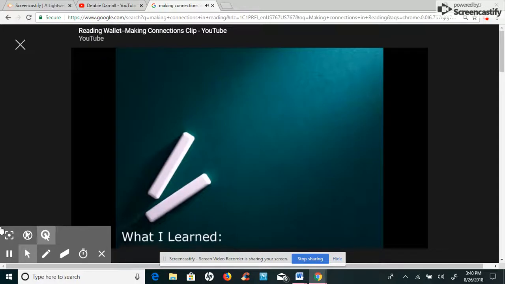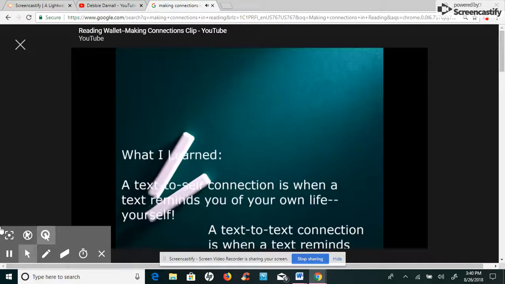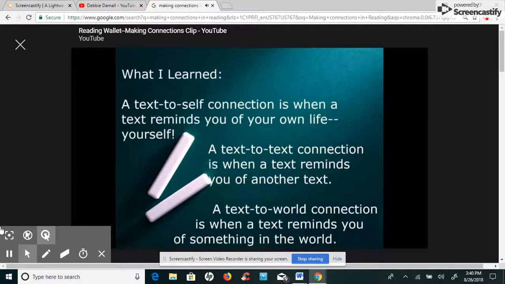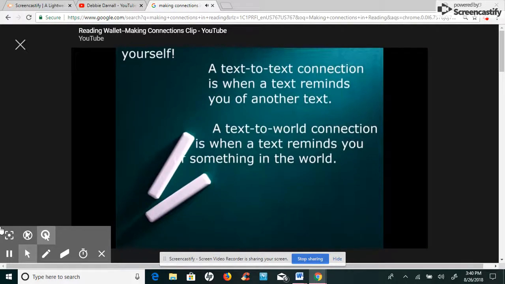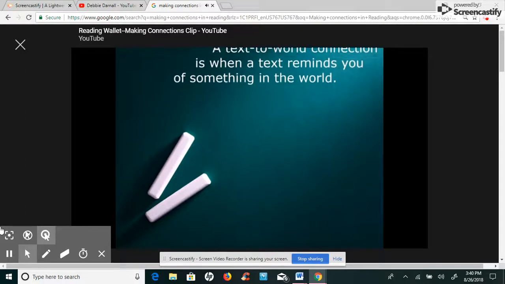Let's review. Today, you learned that a text-to-self connection is when a text reminds you of your own life, yourself. A text-to-text connection is when a text reminds you of another text. And a text-to-world connection is when a text reminds you of something in the world.